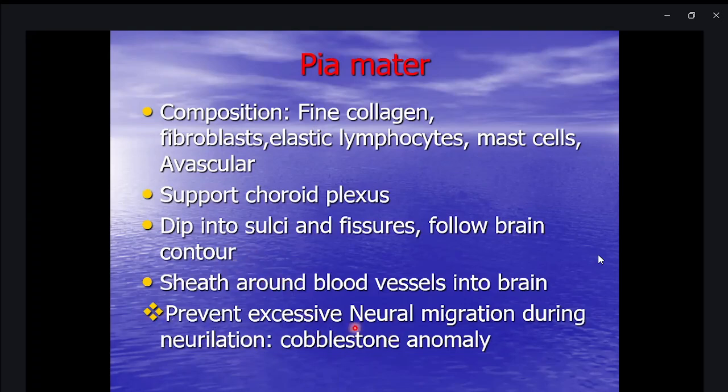So they prevent excessive neural migration. If you have excessive migration because the pia mater is missing, then you have this cobblestone type of anomaly. So that's what we have in embryology.